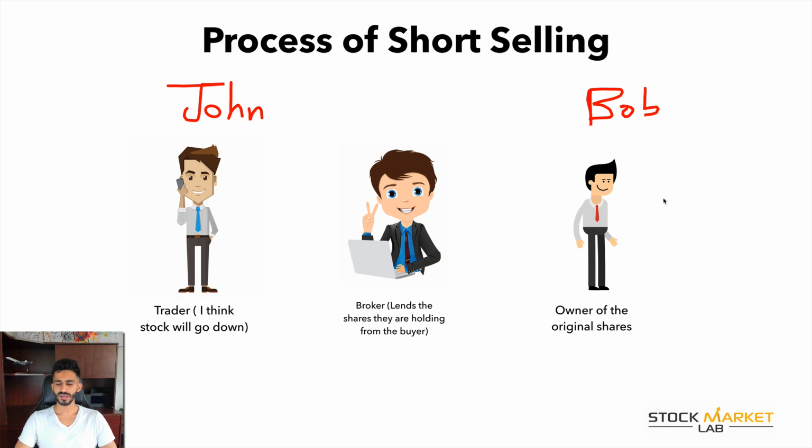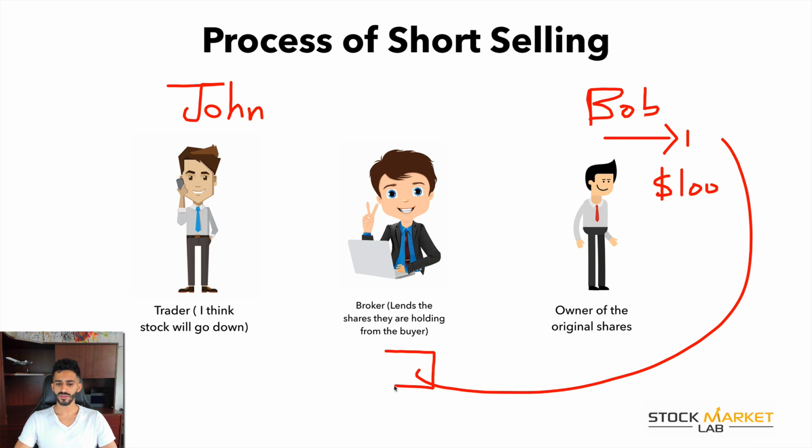Now what happens is, once again, let's say Bob buys one share at $100. Now when Bob buys one share at $100, right off the bat, that share is being stored by the broker. The broker is the one holding it because the broker is the one facilitating the trade, right? So the broker holds that share. So at this point, Bob owns one share at $100.